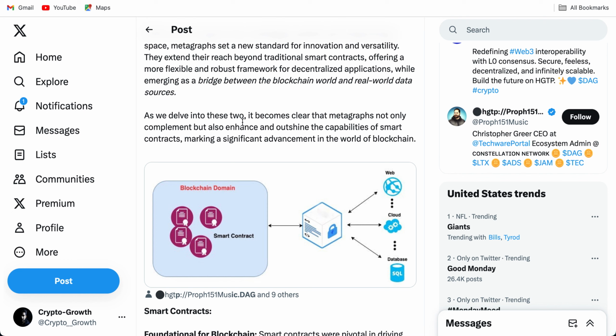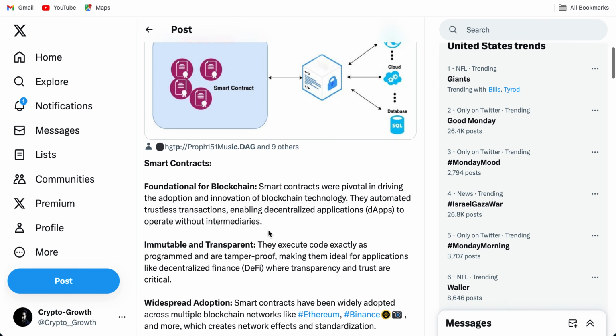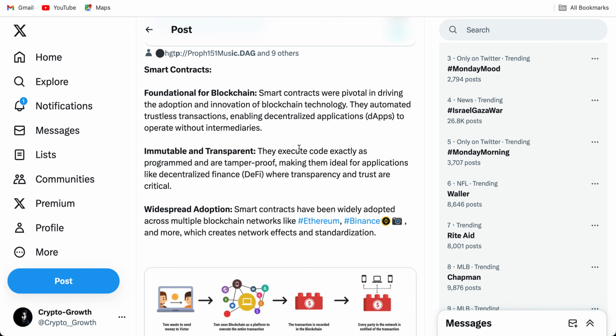As we delve into these two, it becomes clear that metagraphs not only complement but also enhance and outshine the capabilities of smart contracts, marking a significant advancement in the world of blockchain. This is smart contracts, foundational for blockchain. Smart contracts were pivotal in driving the adoption and innovation of blockchain technology. They automated trustless transactions, enabling decentralized applications, DApps, to operate without intermediaries.